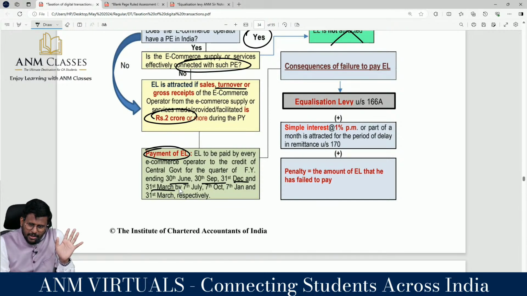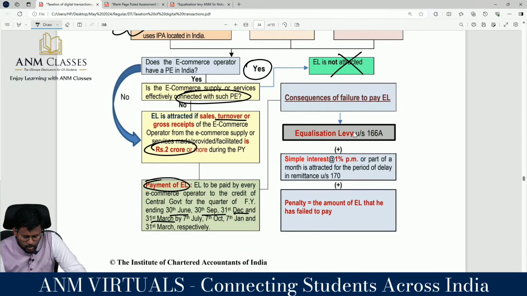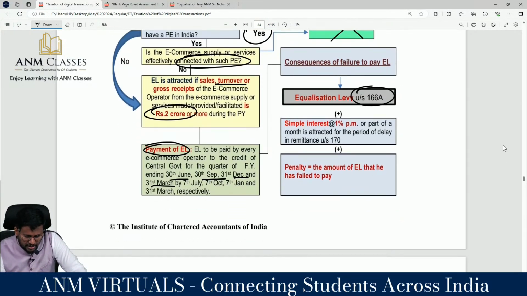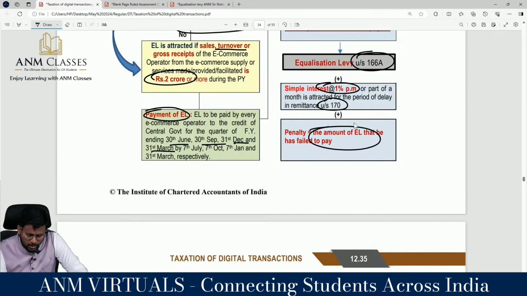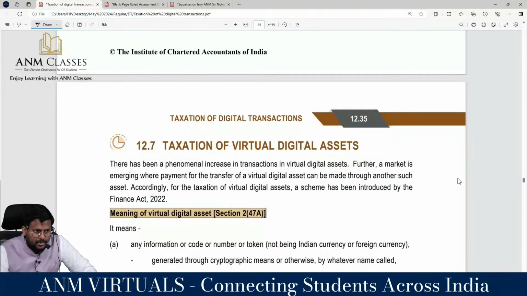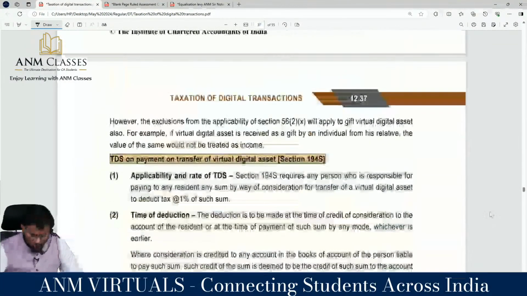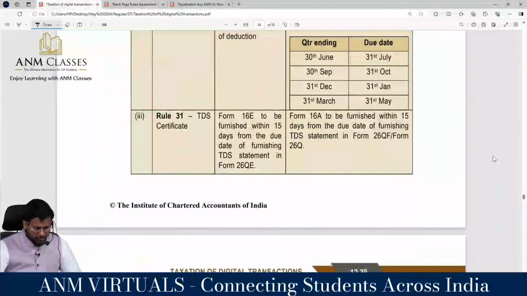We can't force him to pay, so the consequences are: equalization levy under section 166A, simple interest at the rate of 1% under section 170, and a penalty equal to the amount of equalization levy that has failed to be paid. Are you really with me? Yes. With this we can say that we have completely done with the first part of this chapter.